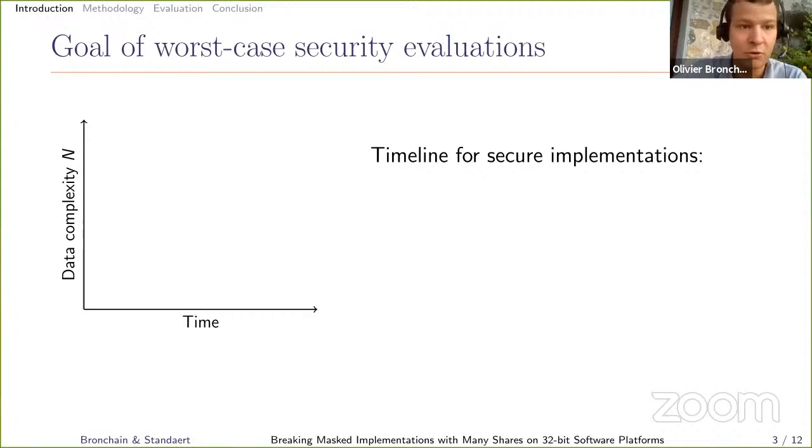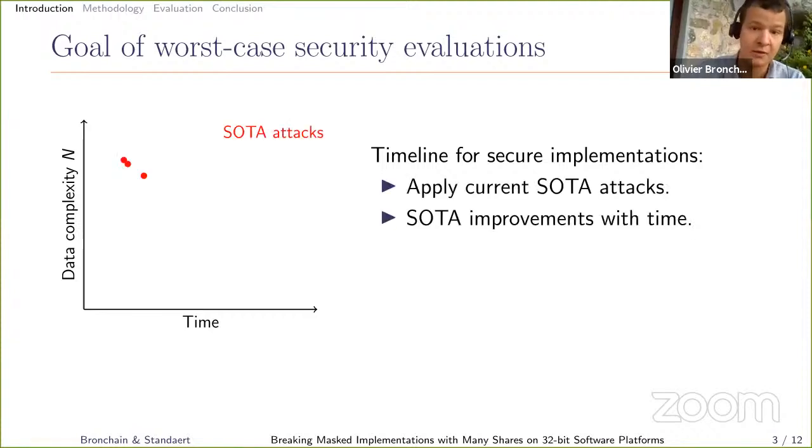So the paper is about running worst-case evaluation on masked software. What's the goal of worst-case evaluation? Basically, when you have a product, a secure implementation, you want to evaluate the security. So how do you do that? First, you run some attacks, some state-of-the-art attacks, so SOTA. And these attacks improve with time. So the data complexity of the best known attack decreases with time.